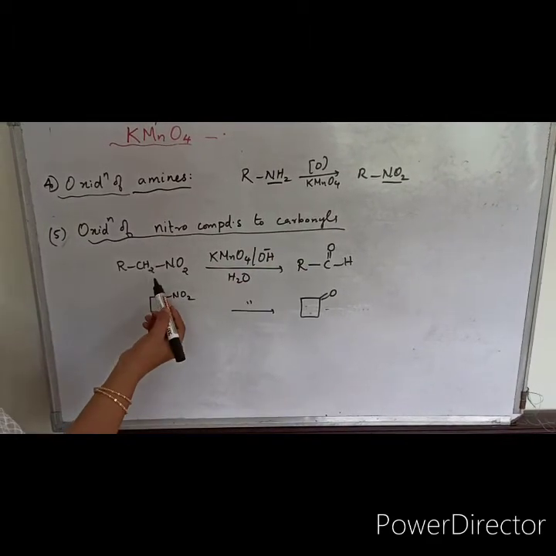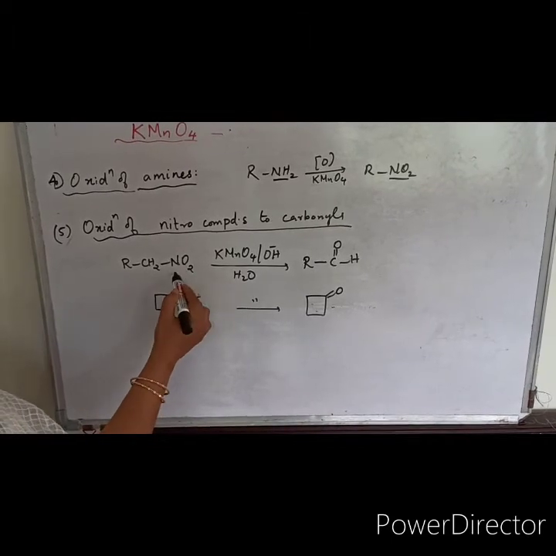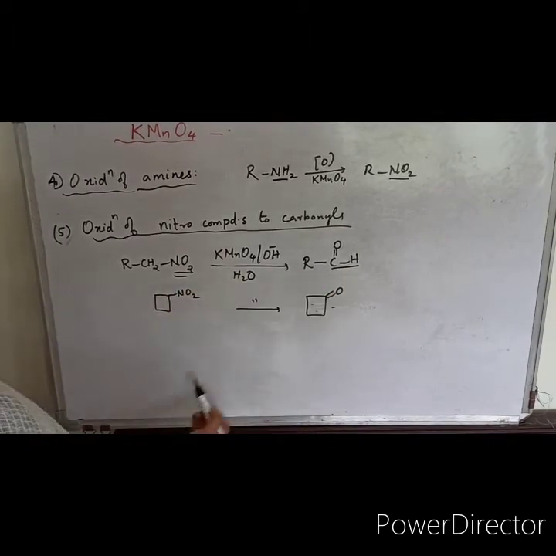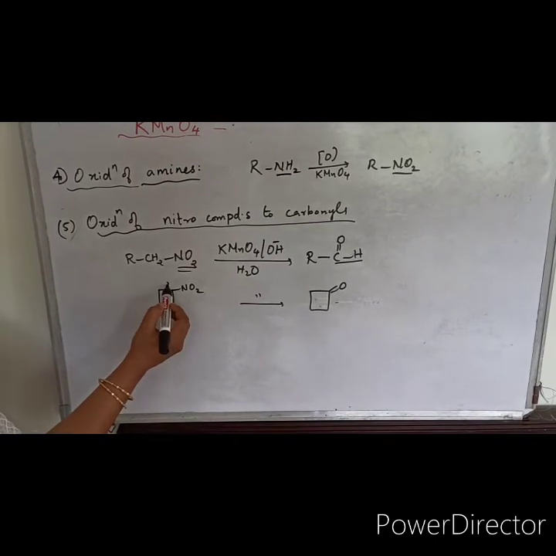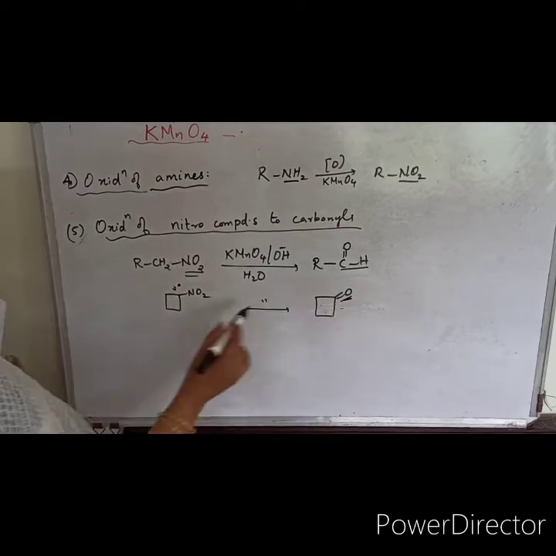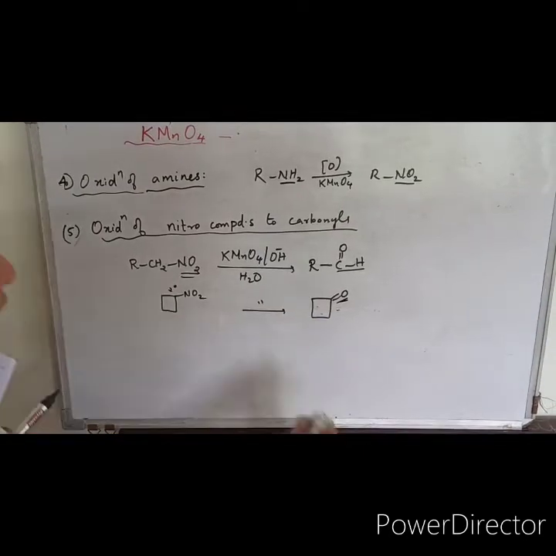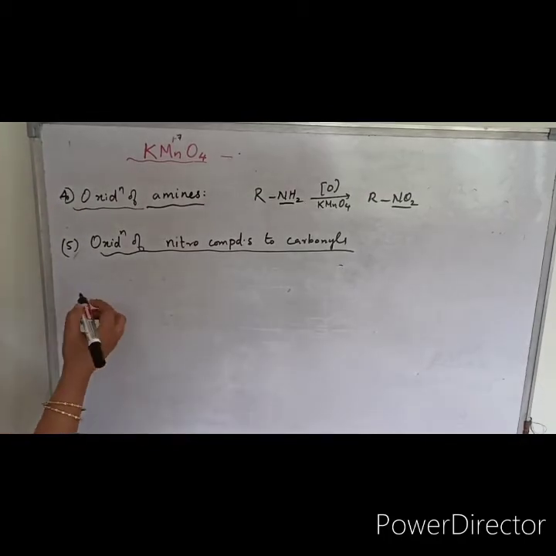So this is a nitroalkane. The nitroalkane will be oxidized to the corresponding aldehyde. So this is attached to a primary carbon. This is attached to a secondary carbon. So this will be oxidized to ketone. Okay. Now let us see how this is happening. Mechanism, we will see.